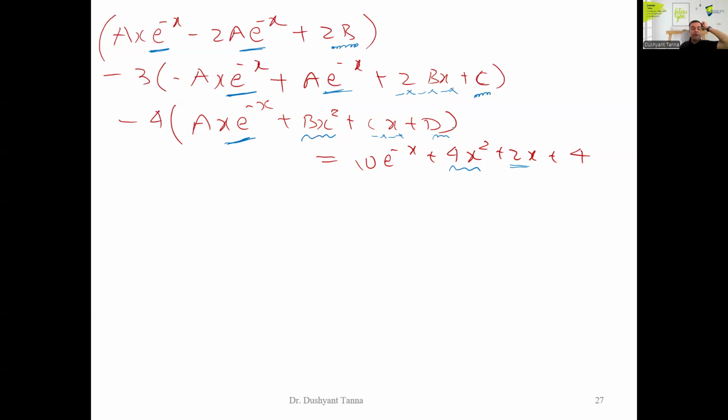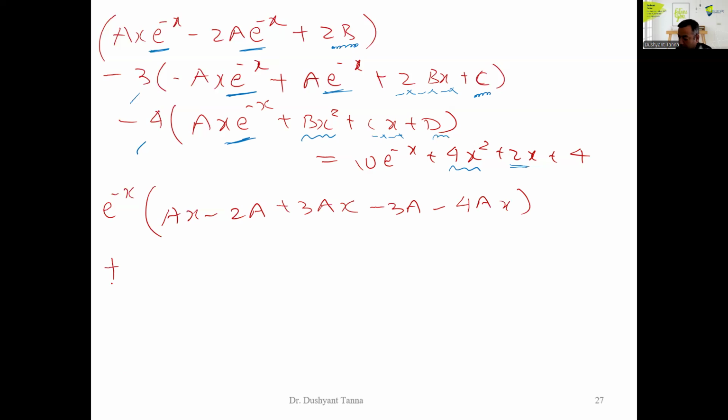Right? So again, when you combine it, make sure you are taking care of the constant that's ahead waiting for them. Okay, right. So this is what it looked like. I will write e power minus x here. First step, ax minus 2a, plus 3ax minus 3a minus 4ax. Okay, now the x squared part.